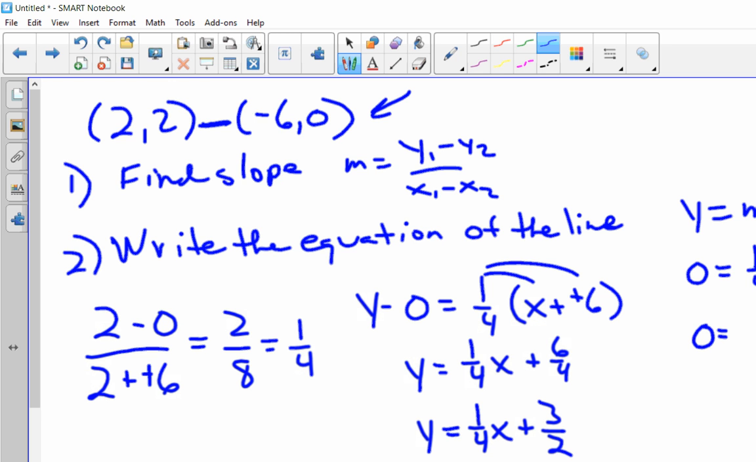0 equals 1/4 times -6, which is -6 over 4, plus b. I'm going to add 6 over 4, equals b. But then, if I can reduce it, I need to. So my b equals, 2 goes in top and bottom, 3 over 2. So once again, I can go back and write my equation. My slope was 1/4, times x, and my b is 3 over 2. And you'll notice we get the same answer either way.